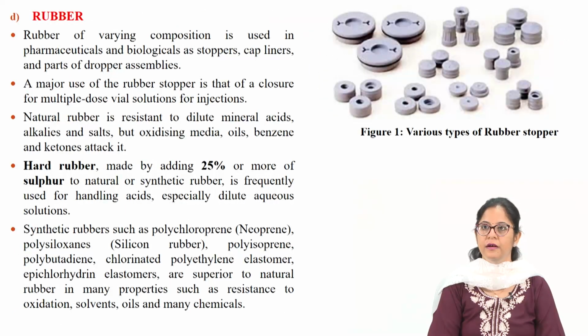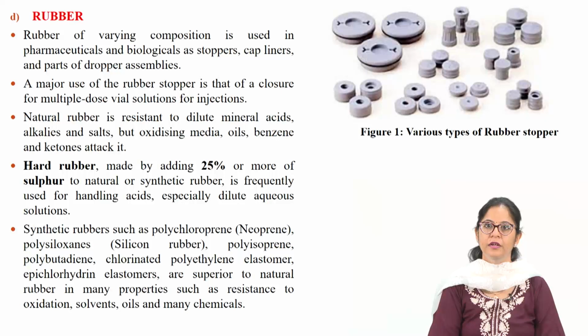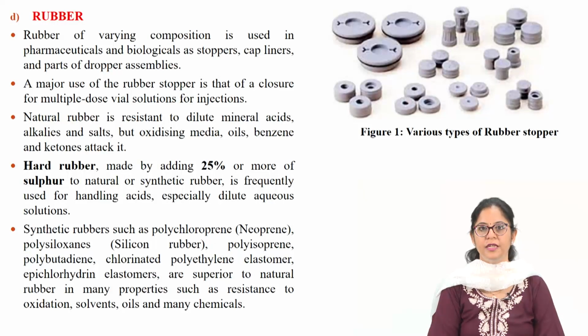Rubber is another type of packaging material which is available in varying compositions and can be used as a stopper, cap liner or parts of dropper assemblies. A major use of rubber stopper is as a closure for multi-dose vial solutions for injections. Natural rubber is resistant to dilute mineral acids, alkalis and salts, but oxidizing media, oils, benzenes and ketones attack it. Hard rubber made by adding 25% or more of sulfur to natural or synthetic rubber is frequently used for handling acids, especially dilute aqueous solutions.